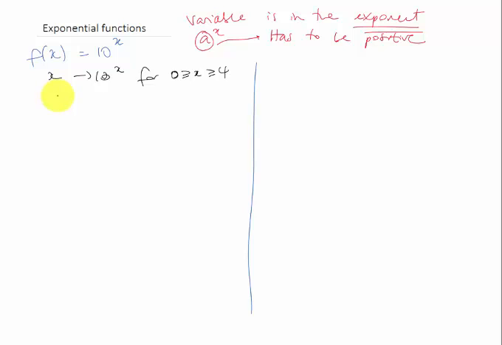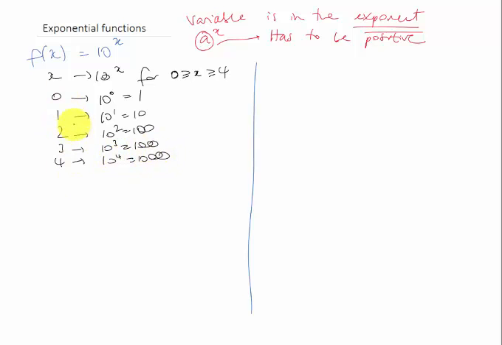So 0 maps to 10 to the power 0, which is 1. Any number to the power 0 is 1. 1 maps to 10 to the power 1, which is 10. 2 maps to 10 to the power 2, which is 100. 3 maps to 10 to the power 3, which is 1000. Finally, 4 maps to 10 to the power 4, which is 10,000.